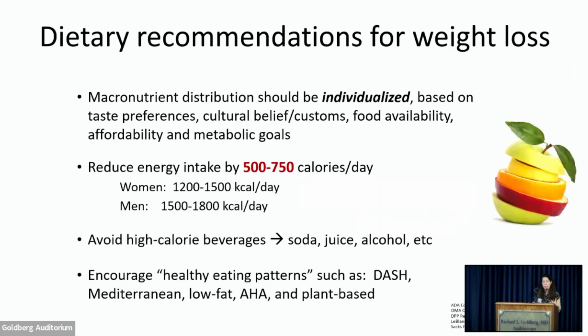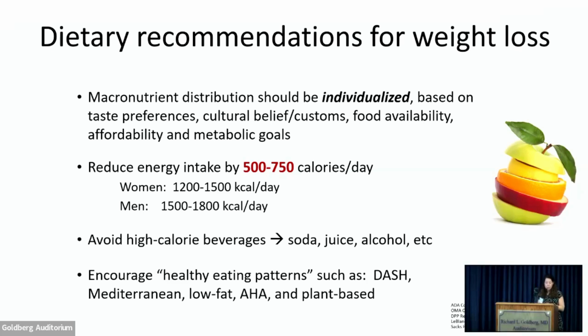So general recommendations for weight loss, again: macronutrient distribution should be individualized based on taste preferences, cultural beliefs, food availability, affordability, and then metabolic goals. But in general, we're targeting an energy deficit of about 500 to 750 calories a day. So in women, on average, this works out to be about a 1,200 to 1,500 kilocalorie a day diet. And for men, it's about 1,500 to 1,800. So if your patients are asking for calorie recommendations, that's a good place to start if they're on average in the 30 to 40 BMI.